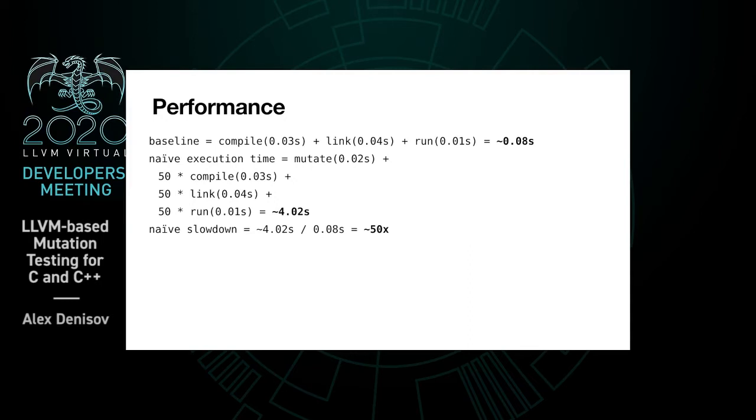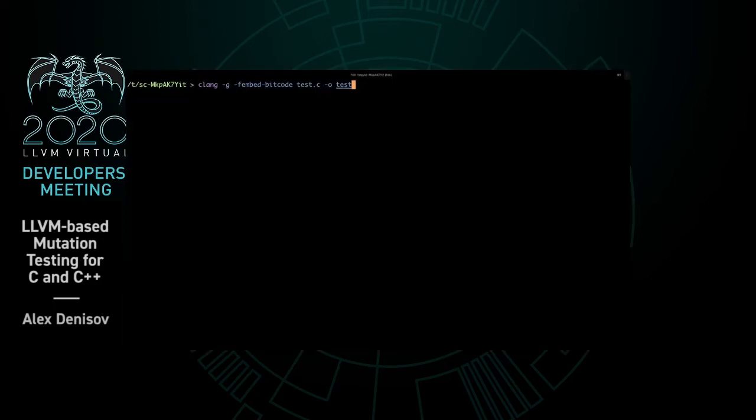The important one is the baseline. This is how much time it takes to just compile, link, and run the original program. To calculate the naive execution time for 50 mutants, you need to multiply the baseline by 50 and add the time needed to apply mutations. Obviously, in this case, the slowdown is around 50 times. Here is an example of running mal against this simple test program. First of all, the program needs to be compiled with the debug information.